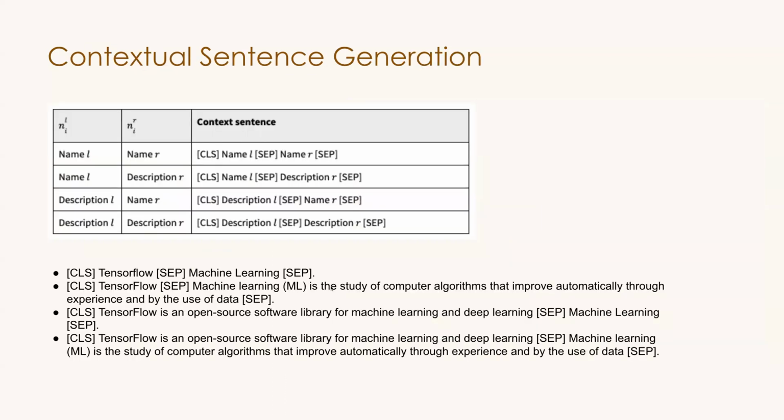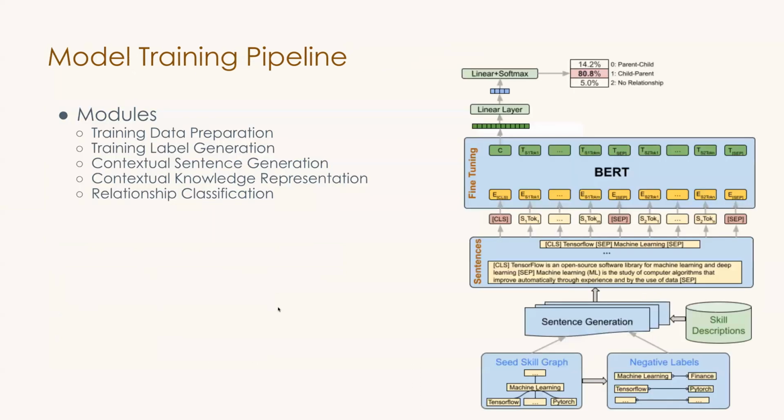Once we have the positive and negative labels, next we generate contextual sentences. Here, we concatenate the skill canonical name and the skill description, then separate them by the special token SEP, and add the CLS token in front of each sentence. For one pair of skills, we can generate 4 training sentences.